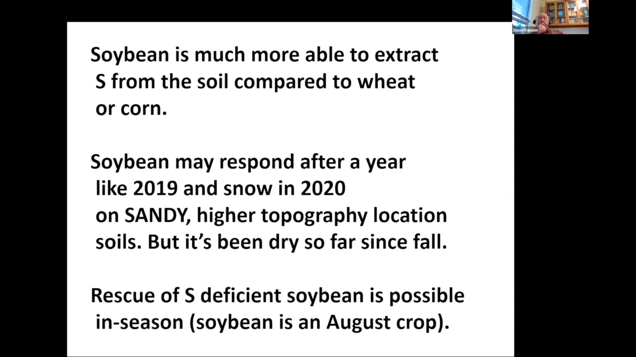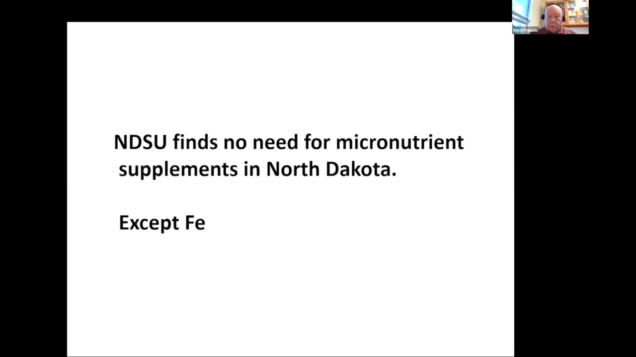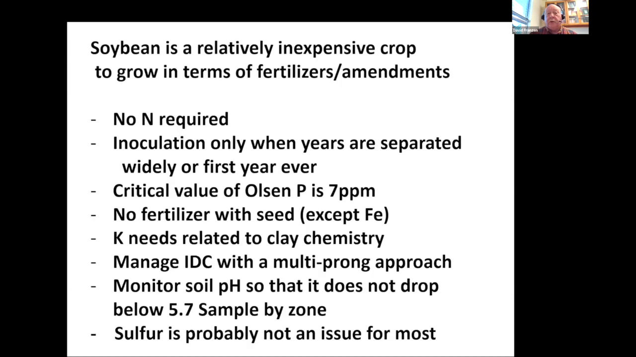I'm not sure that I would really put any sulfur on the soybeans at all, because it's possible to rescue the sulfur deficient soybean. If you see that the upper leaves are turning yellow and it's not the interveinal IDC stuff, you can certainly rescue it, because soybean's an August crop. It doesn't have to be continually nurtured like corn or small grains do. And we don't find any need for micronutrient supplement in North Dakota except for iron.